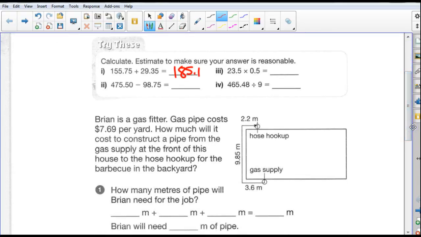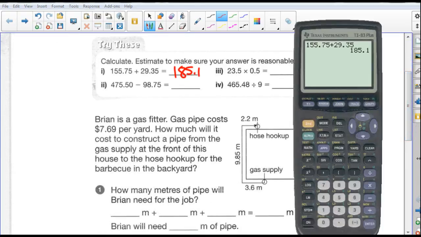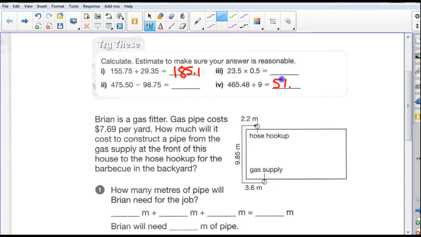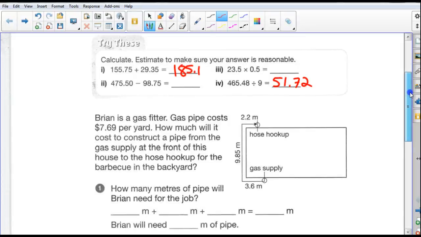Okay, let's do one more. Let's do number 4. 465.48, and let's divide that by 9, and we get an answer of 51.72. Remember, when you're writing down your answer, see if the question asks you to round it to any specific decimal point. That's important. Okay? You can do numbers 2 and 3 on your own.